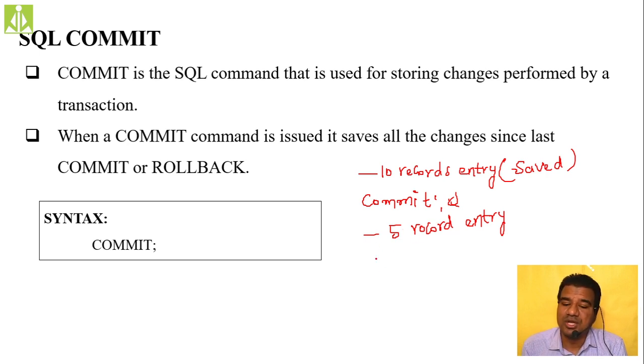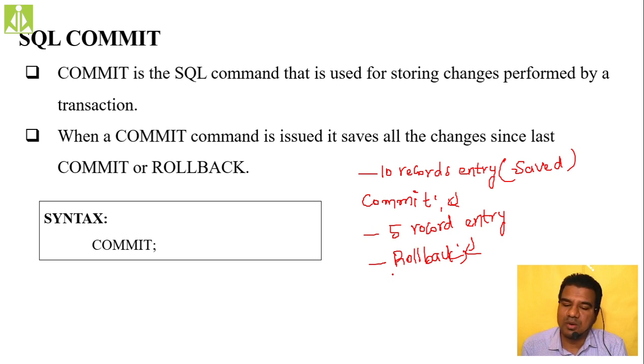Then what you have to do is just type rollback. What rollback will do: before the last commit everything is permanent. After this commit, whatever temporary data you have will be deleted when you type the rollback command. Whatever temporary data after the last commit we are having, all that will be deleted.